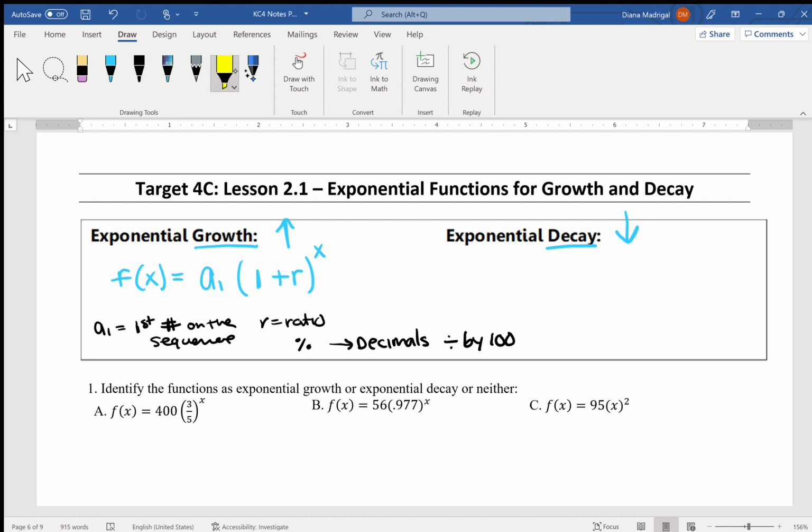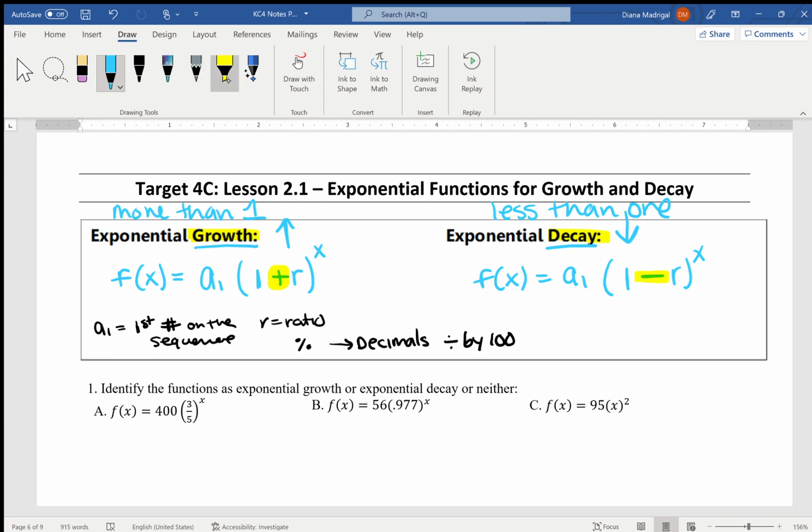All right, well, that's the one for growth. And again, this is growth because you're adding 1, okay? And the exponential function for decay is the same, okay? It's a1 parentheses, but now it's going to be 1 minus r to the power of x. Again, this is growth because you're adding, this is decay, you're subtracting. Really simple also. If you're adding to 1, that means that growth has to be more than 1. Okay, and if you're subtracting from 1, it has to be less than 1.